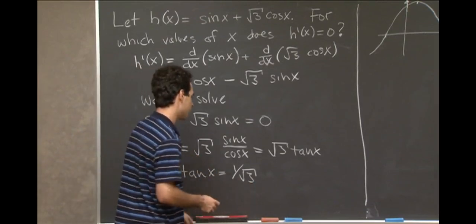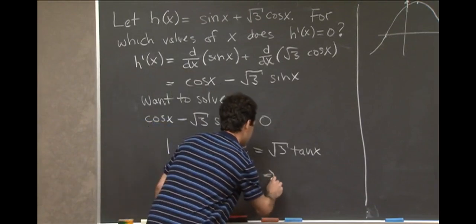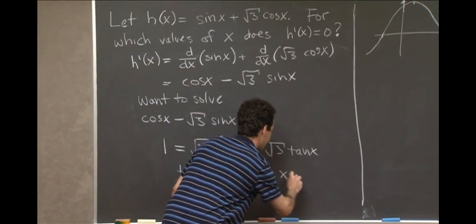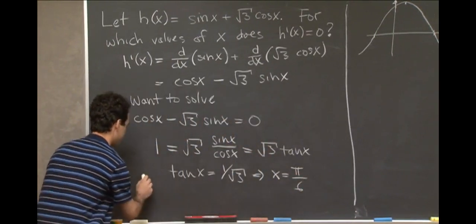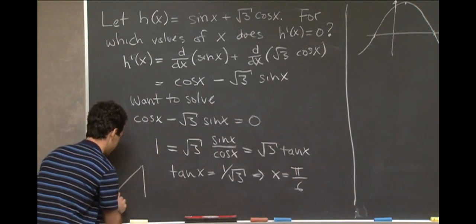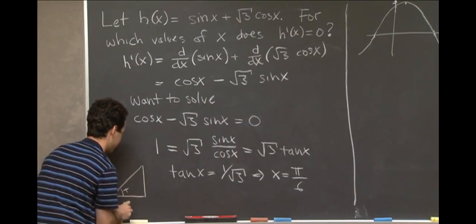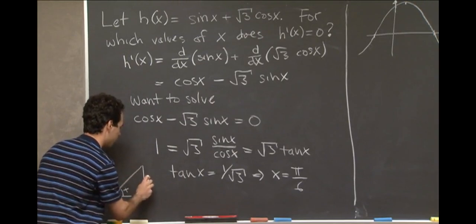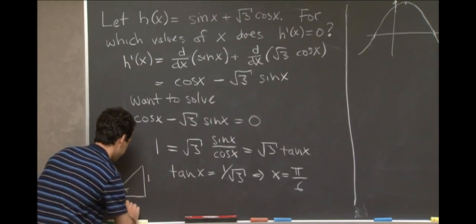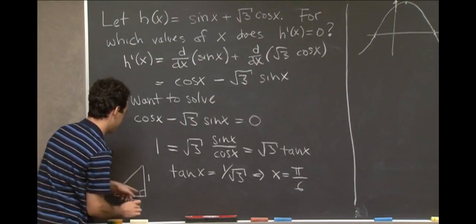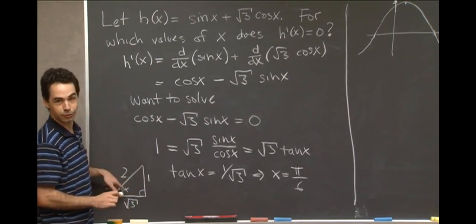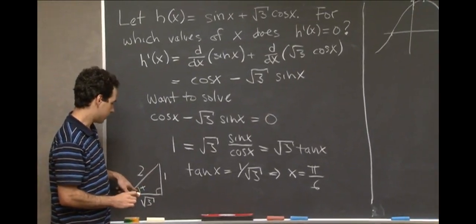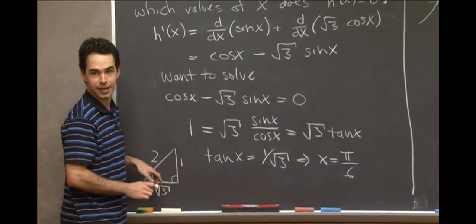In either case, the simplest solution here is x equals pi over 6. If you like, you can draw a little right triangle. If this is x, and tan x is 1 over square root of 3, we should have this side being 1 and this side being square root of 3. In that case, in this right triangle, the hypotenuse would be 2. And so then you would recognize this as a 30-degree angle or pi over 6 radian angle.